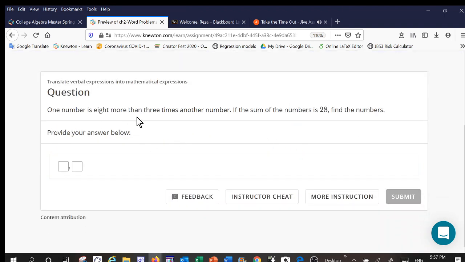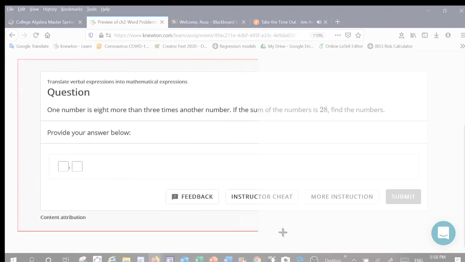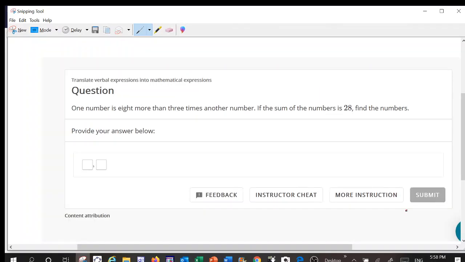All right, one number is 8 more than 3 times another number. If the sum of the numbers is 28, find the numbers. Let me do this one as well together, and then we are going to move on to another section. Okay, so we got 2 numbers. One of them we call x. So the other number is 8 more than 3 times x. So the 2 numbers are x and 3x plus 8. Instead of using another variable, we can just use that.